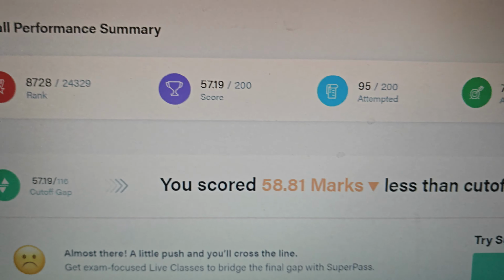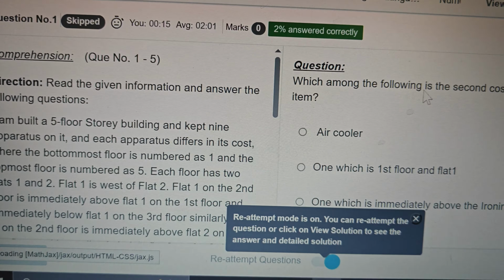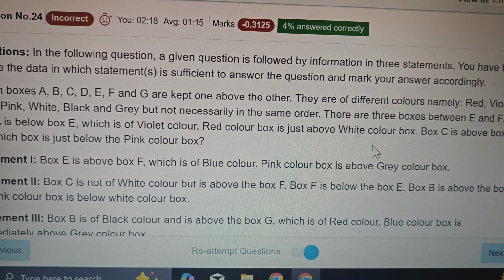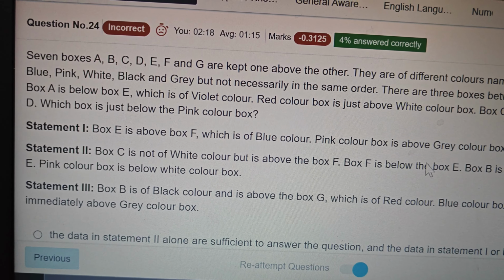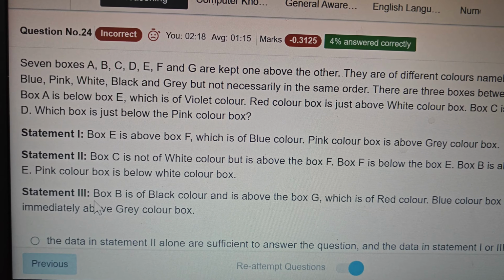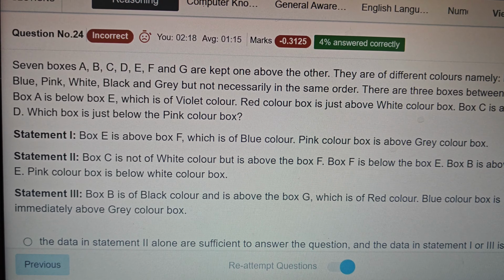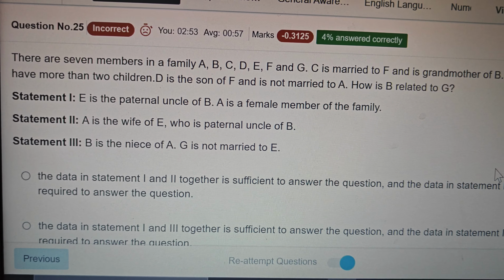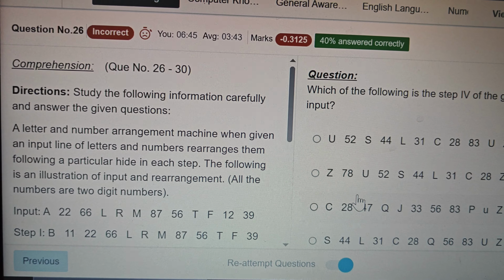Okay, so if I look into the solutions, I made mistakes in the reasoning. So this is a mistake I made attempting the data sufficiency question. Since there are three statement questions, I should not have attempted this, but I took the chance. Then the next one also the same, data sufficiency. Then the 26th, this is an input output.